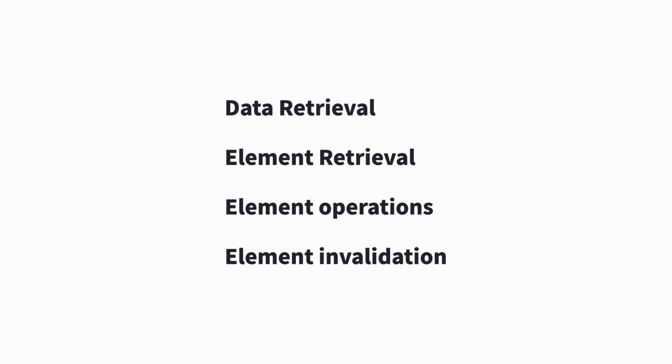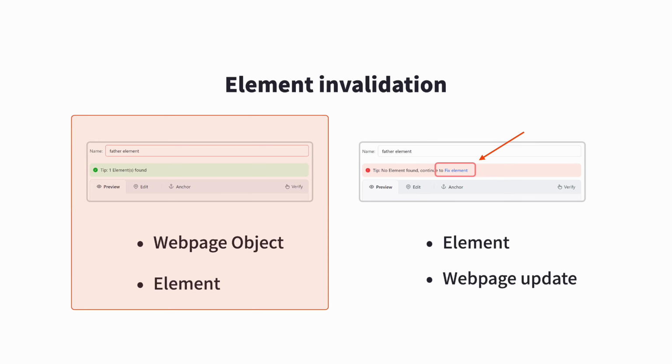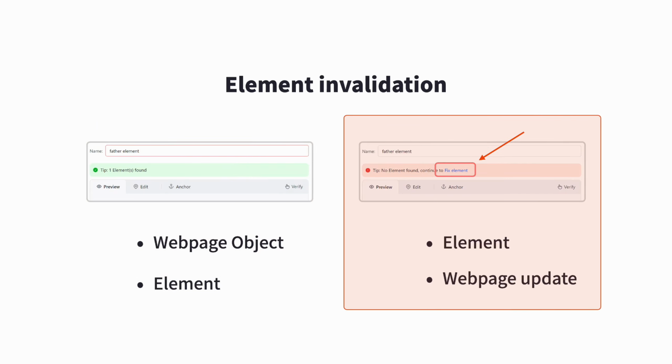We also mastered how to troubleshoot and fix element invalidation issues. If the element verifies successfully, check if you selected the wrong web page object or if the element loads properly. If it fails to verify, it must be because the element lacks generality or the web page has been updated. Just refix it. This set of troubleshooting steps is key to keeping your automation flow running stably long term.